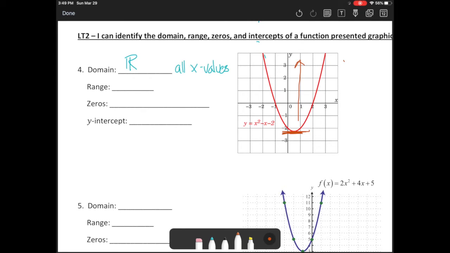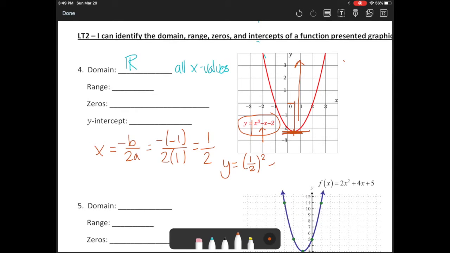So what I can do is I can use the negative b over 2a. Here's the equation. So b is -1, so negative b would be negative -1. 2a is 2. So it turns out to be 1/2. That's the x value, right? So right here, the x value is 1/2. So the question is, what's the y value? I need to know what this is, so I can plug 1/2 back into the equation. Y equals 1/2 squared minus 1/2 minus 2.